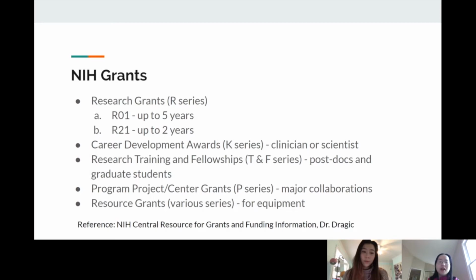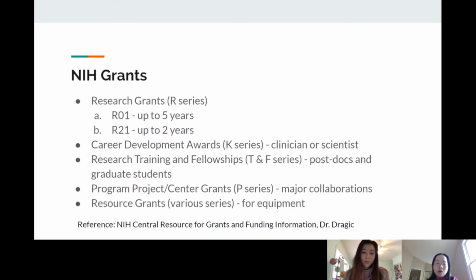Writing a grant is essentially writing a proposal to propose a particular project, and it usually involves research funding. With this project, you would get the funding, and the funding would be called grant money. So that's what grants are. The research grants are the R series, and two in particular I wanted to highlight are the R01 research grants, which fund projects up to 5 years, and the R21 research grants that fund projects up to 2 years.